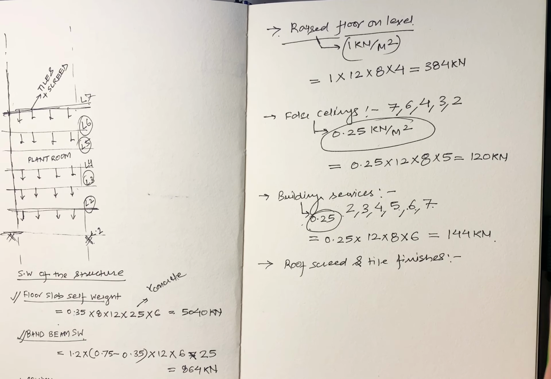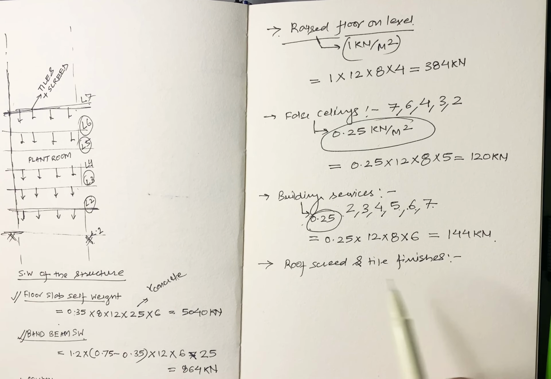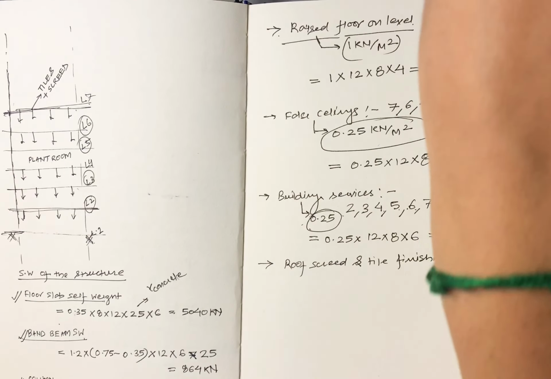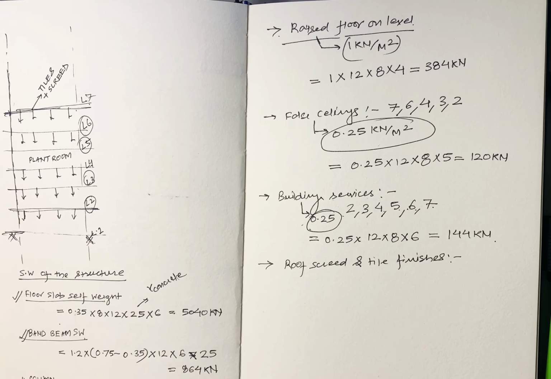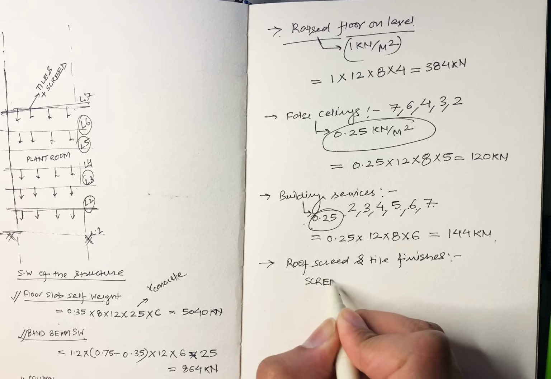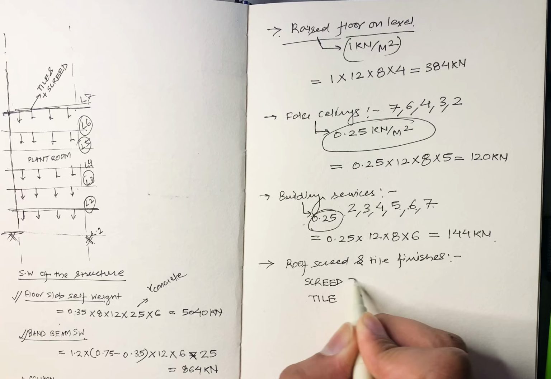It's always helpful to make your own handbook and keep it handy, so you can use it wherever you want, like roof screed, tiles, marbles, whatever the basic loads are that you are using in your designs, just keep them handy. So first, roof screed and tile finishes. I'm just talking about screed and tile separately.